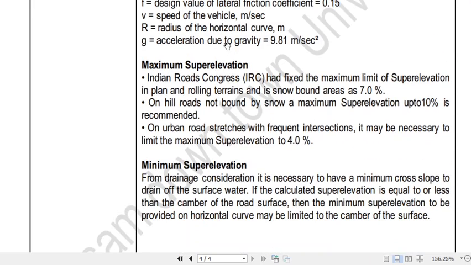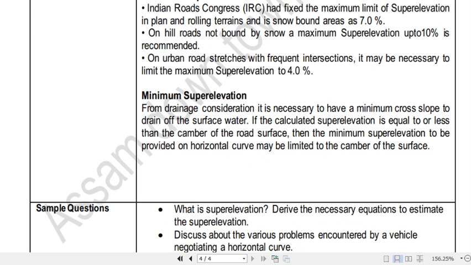Now the maximum super elevation, as we discussed, is 7%. On hill roads the maximum is 10%, and on urban road stretches with frequent intersections it may be necessary to limit the super elevation to 4%. And the minimum super elevation is the cross slope or camber provided over the road.